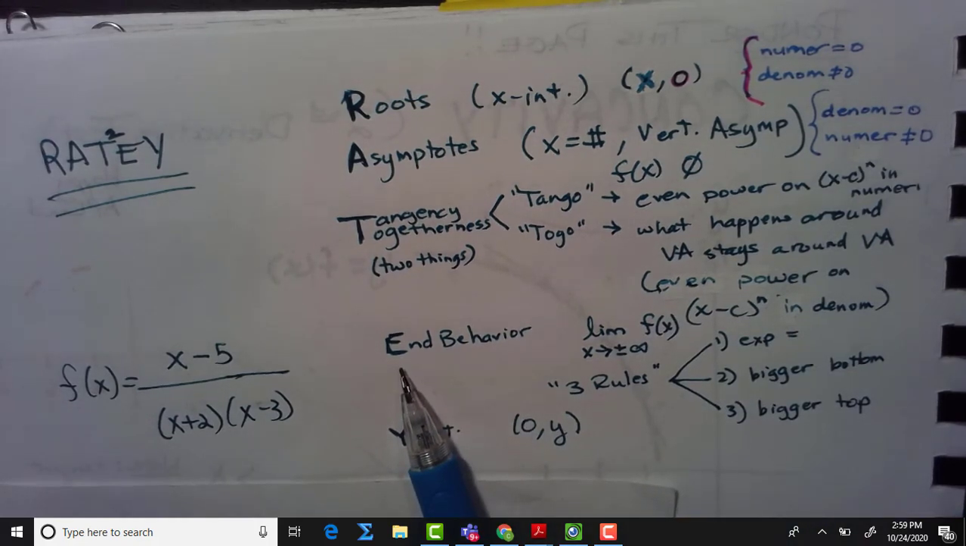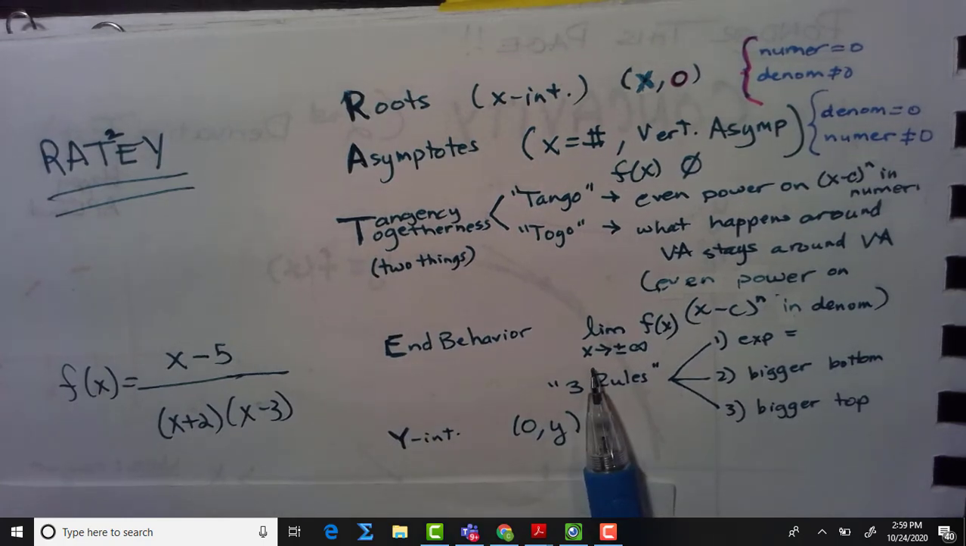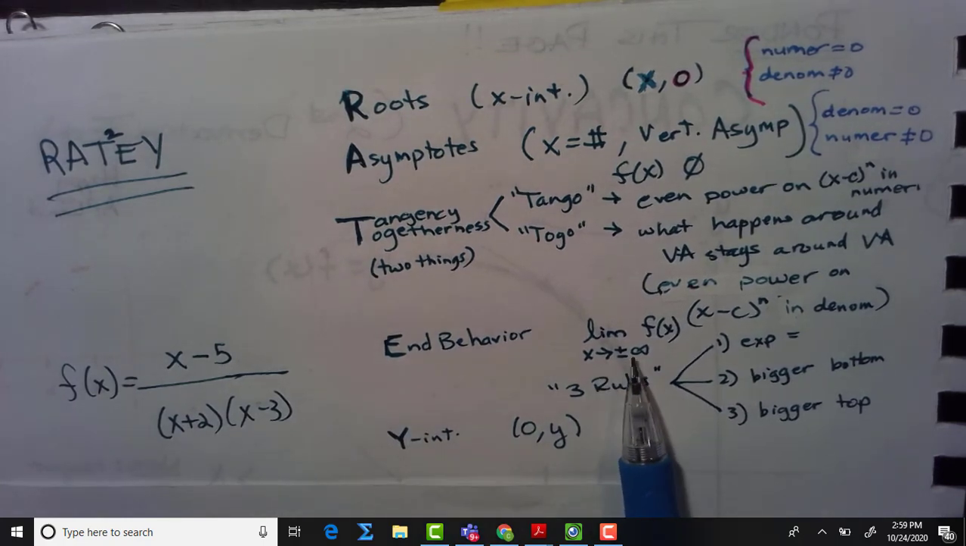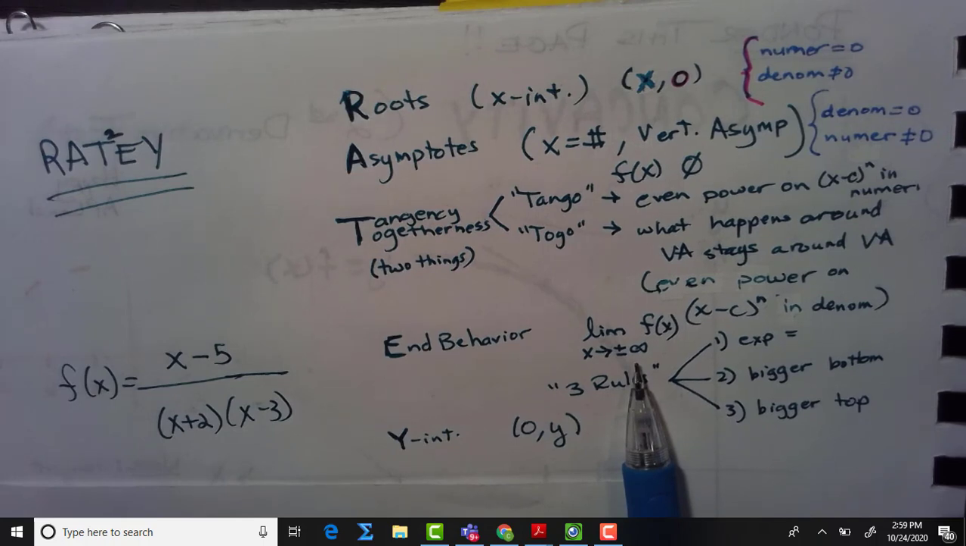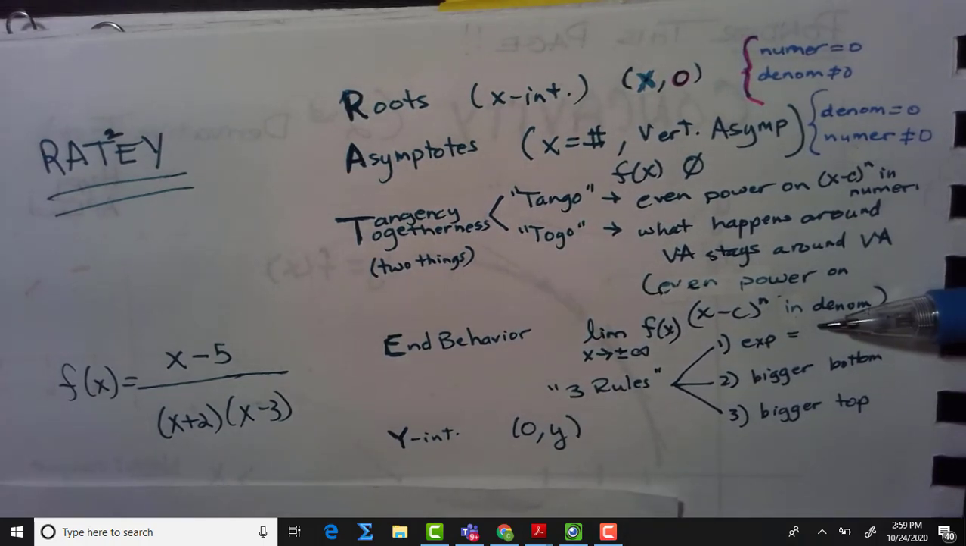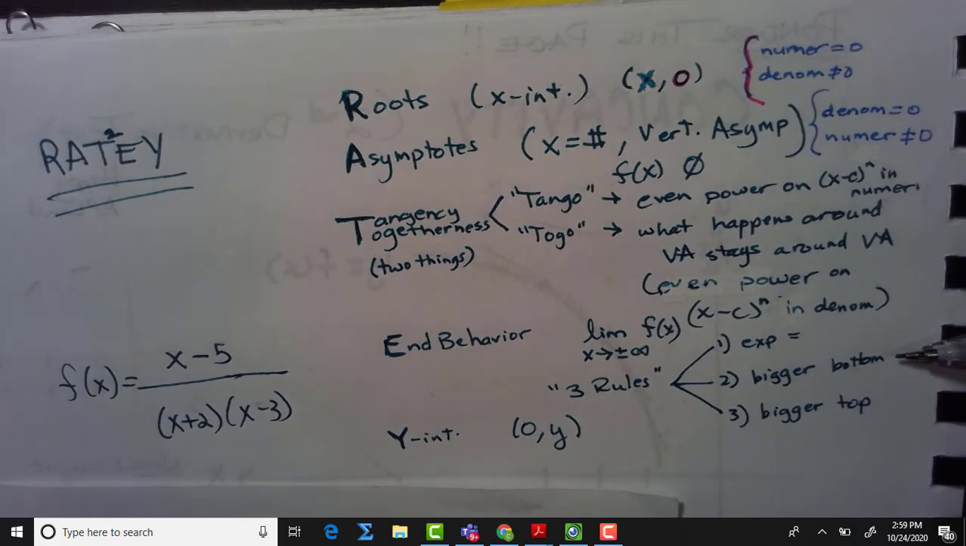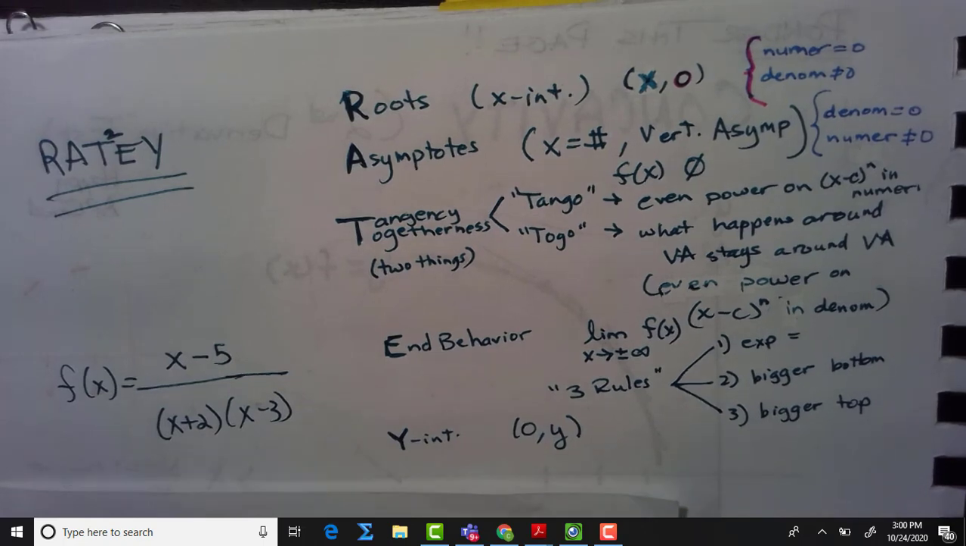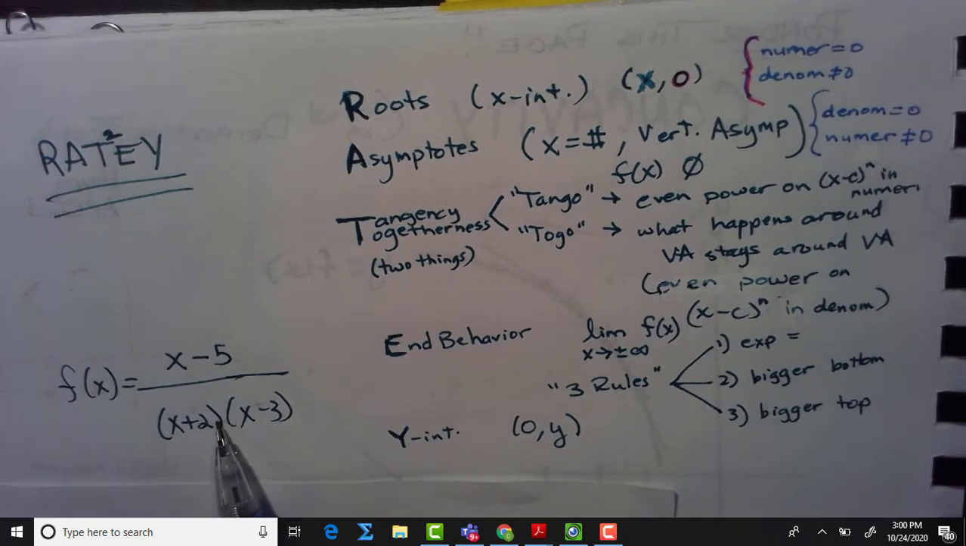I stands for end behavior. This is what we've just learned. As x goes to positive or negative infinity, we have just now learned our 3 rules. If the exponents are equal, it's the ratio of the leading coefficients. If my exponent is bigger on bottom, it is y equals 0. And if my exponent is bigger on top, then we're going to have, if it's by 1 degree, a slant asymptote. All right, so let's look at this function here.